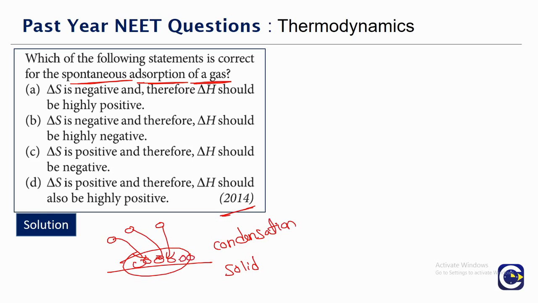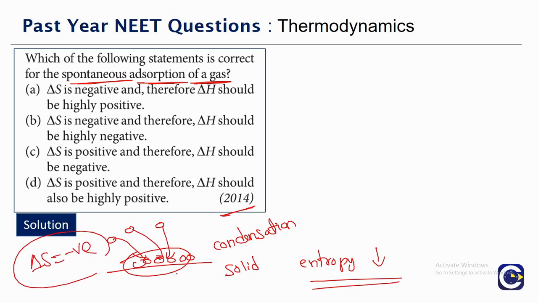Means what it is like condensation. So in this process, particles are coming from the gaseous state to the surface of the solid. So entropy will be decreasing, isn't it? In the gas state or vapor state the entropy will be more. When they are coming and settling on the surface of the solid, the entropy is basically decreasing. So adsorption will be an entropy-negative-change process.